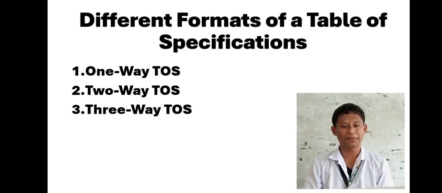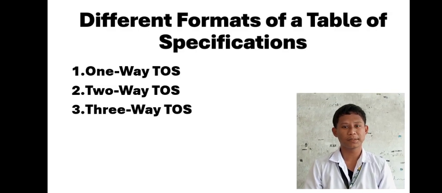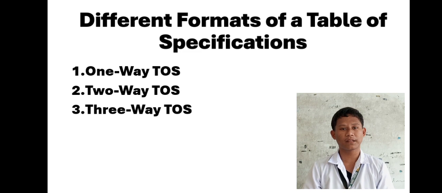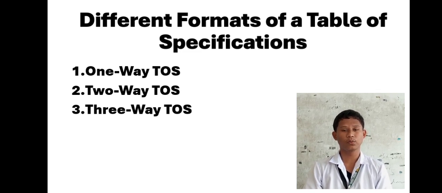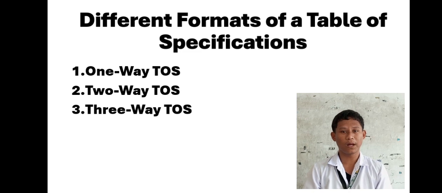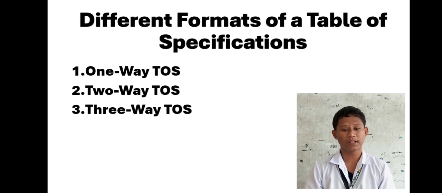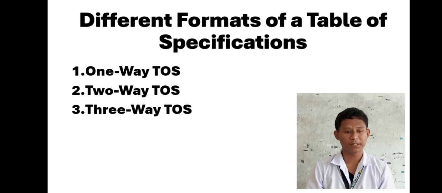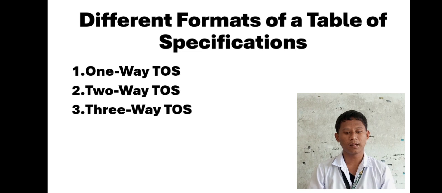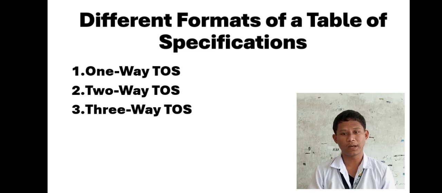Next are the different formats of the table of specification. So there are three types: the one-way, two-way, and the three-way TOS. So the first one is the one-way TOS. The one-way TOS maps out the content or topic, test objectives, number of hours spent, and format, number, and placement of items.